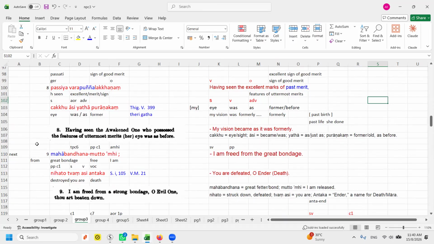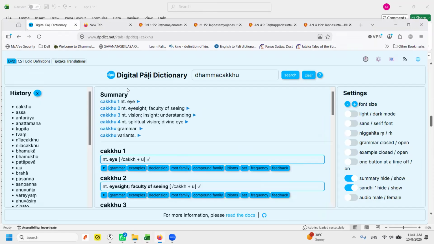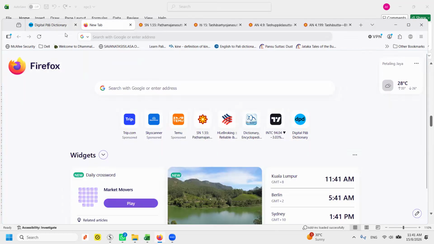Then okay, any question on this? We are done here. But anyway, maybe Therigatha verse 399. Let me see who is the nun. Let's see. Sutra Center.